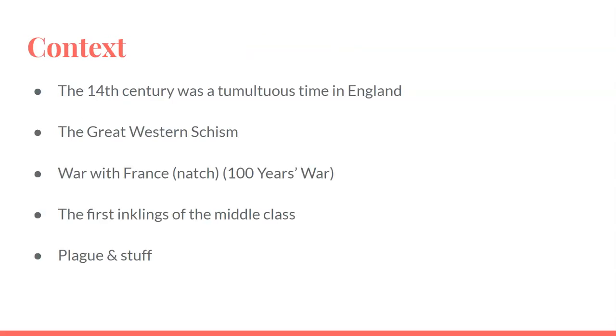So a little bit of cultural and historical context for you. This was written during the 14th century, so during the 1300s, and this was a really tumultuous time in England and in Europe at large. There was just a lot going on. There was what we call now the Great Western Schism, and that had a lot to do with different influences and forces at play in the Catholic Church.